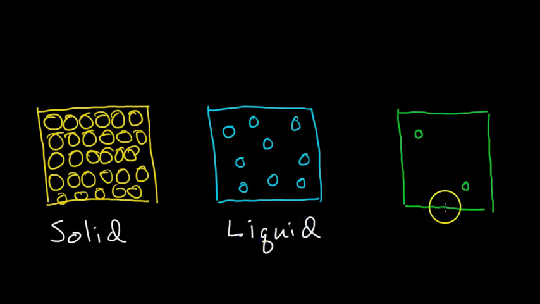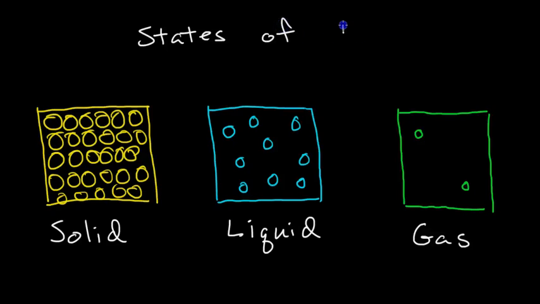And then finally, this third example where the particles really have a lot of room, and there's just a few particles in a given area. This is how the particles are arranged in a gas. So we have solid, liquid, gas, and remember we are talking about the three states of matter.